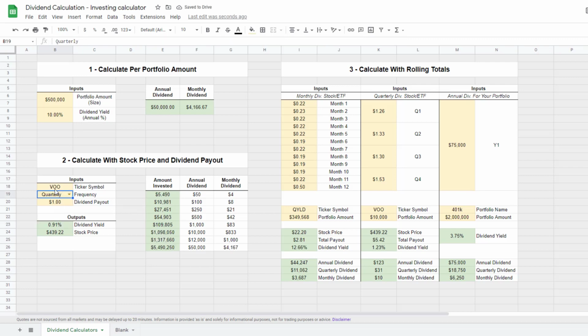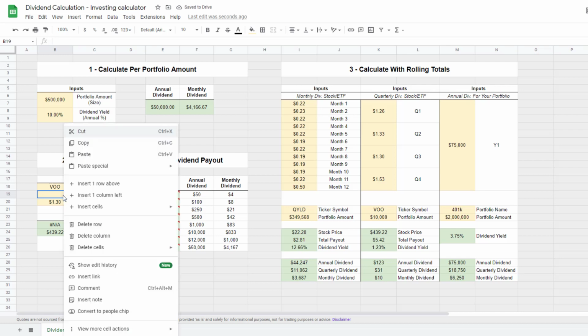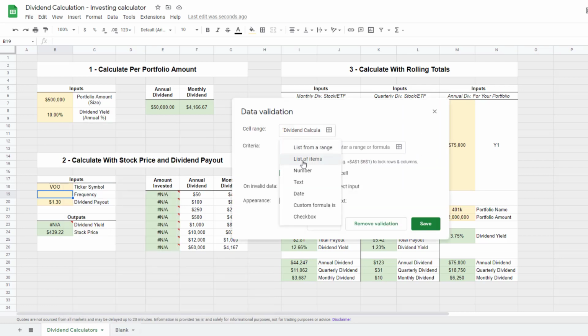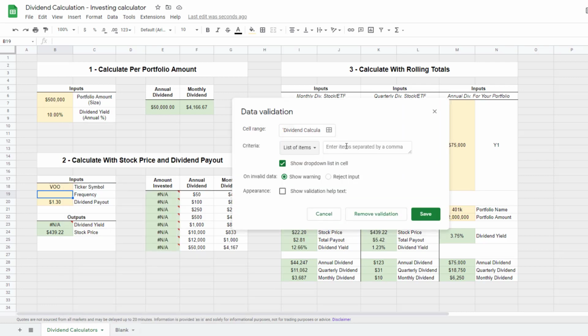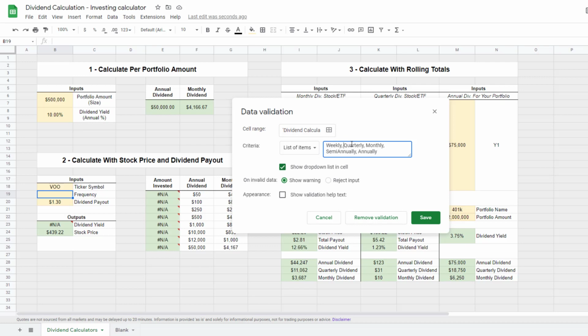So let's go ahead and use some VOO numbers. I went ahead and removed this for you so I can show you how to do it fresh. On view more cell actions, click on data validation, and then we'll go ahead and change to list of items. So we went ahead and typed in our frequency of dividend payouts, and it doesn't really matter which order they're in, and then just click save, and don't worry about anything else.